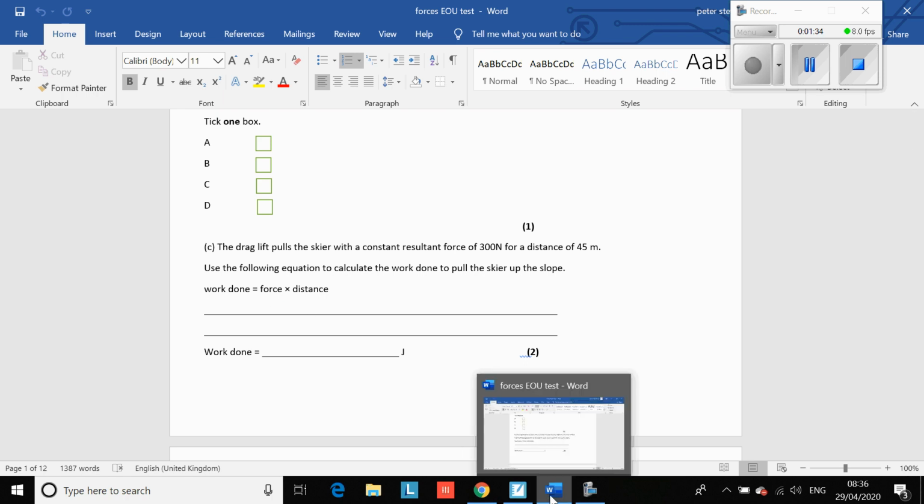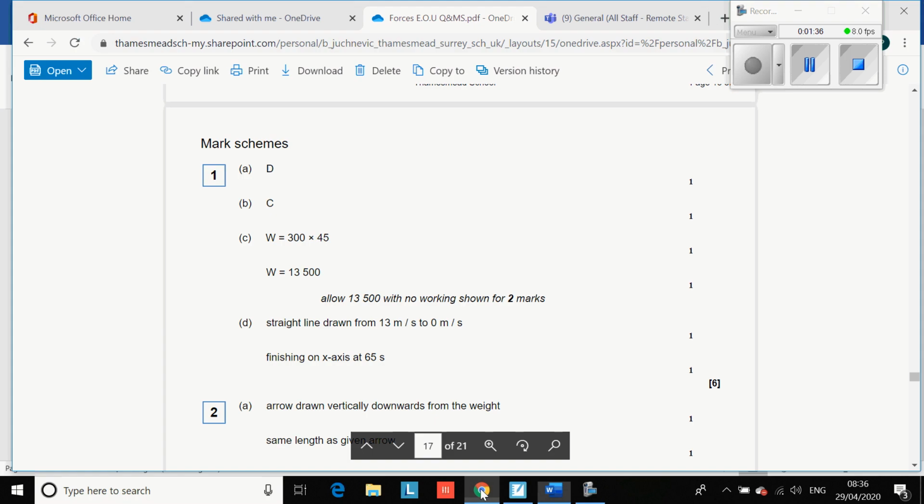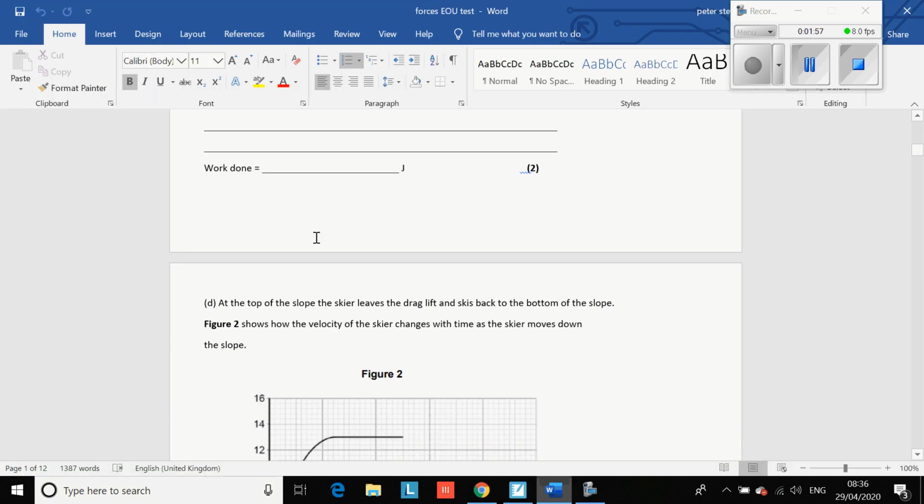So to get this result, what you would have needed to have done was the actual equation, 300 newtons times 45 meters, and then the actual answer, 13,500. Okay, if you just put that answer with no workings, you still get your 2 marks, although you really should show your workings. Okay, but that's the answer, the 2 marks. Okay, on to the next one.